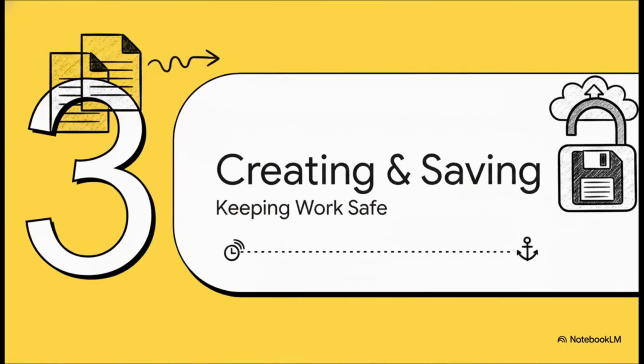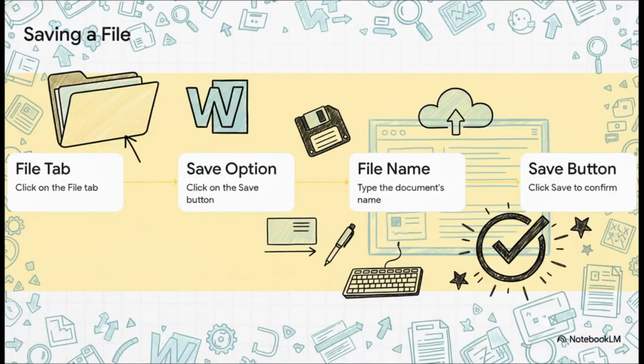Let's jump to Section 3, Creating and Saving Files, keeping your work safe. Listen, to make sure you never lose your hard work to, say, a random power outage or an accidental click, you have to save it securely. And the logic here is really simple. First, you just click the File tab located way up in the far left corner. That drops you into something called the Backstage view. From there, you click Save. This pops open a window where you can type the name of your document right into the file name box. Finally, hit that Save button and you're golden.